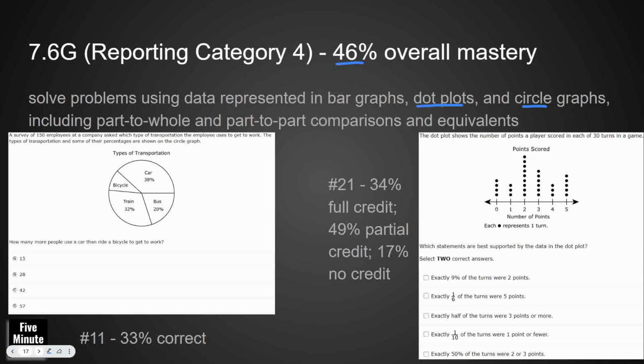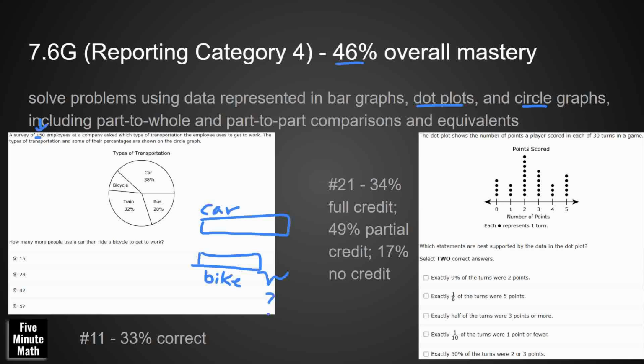Now we're solving data. So I've got a 33% on number 11. So I've got 150 employees. I got my percentages here. How many more people? All right, so I need to compare car. So if I were to do a strip diagram, how many more people did a car than a bicycle? My question is, what's the difference? Comparing the two. All right, car was 38%, but 38% of what? I'm not going to subtract percentages. 38% of your 150. Okay, so I need to figure out what is 38% of 150. So I'm just going to multiply my 150 by 0.38.